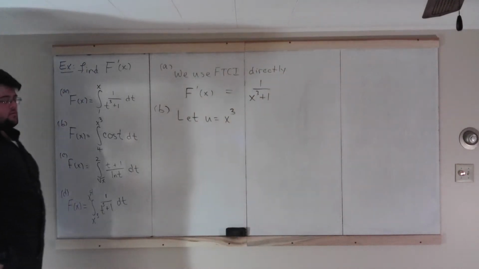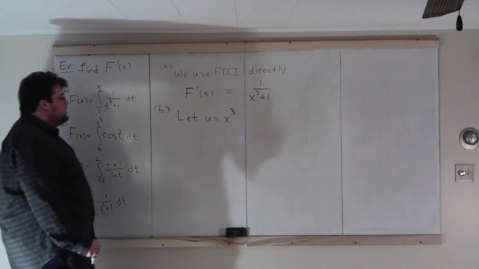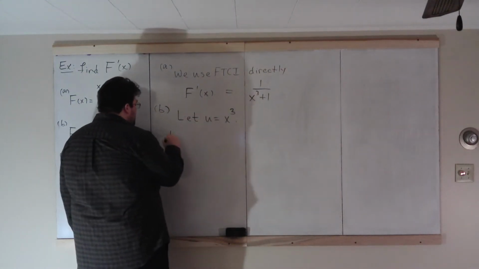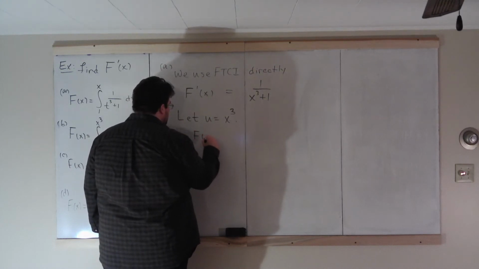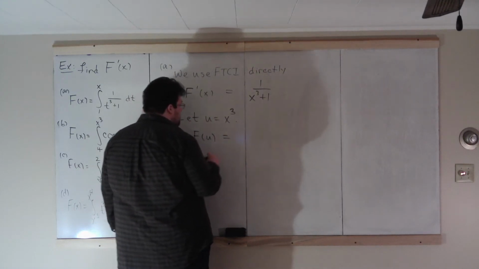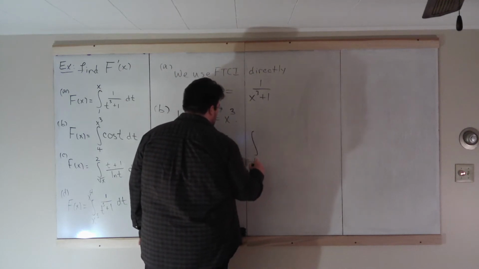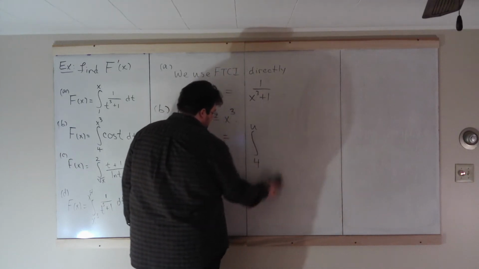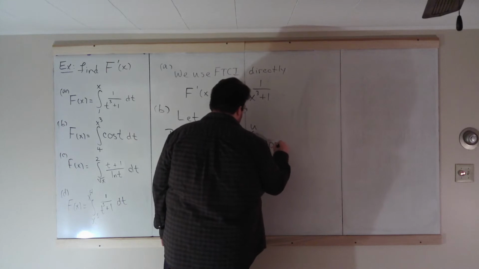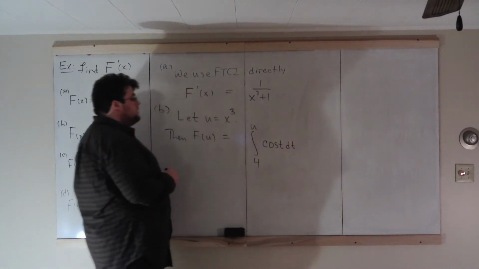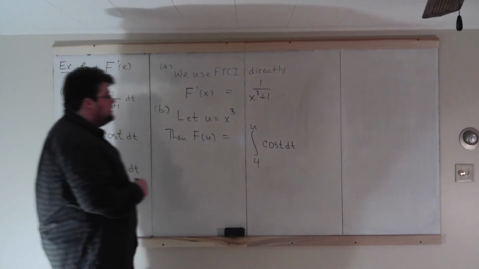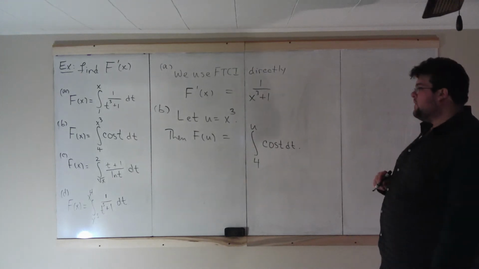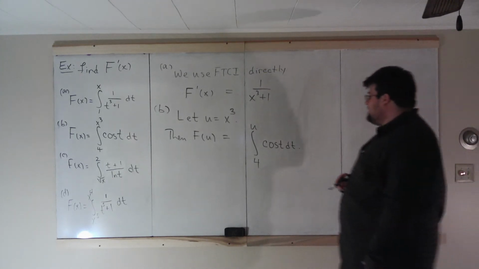Well, let's let u equal x cubed. Then F is now a function of u. What's F of u? It's the integral from 4 to u of still cosine of t dt. Replace all x cubes with u. Now F is a function of u. We can find the derivative of F with respect to u using the first part of the fundamental theorem of calculus.